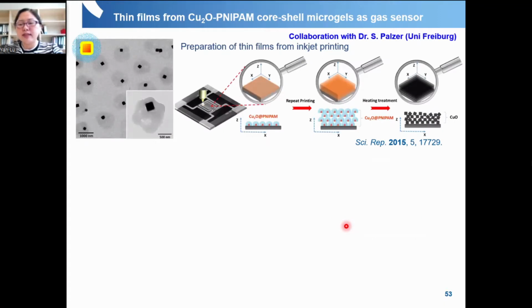Another application we can work on is gas sensor behavior. Interestingly, we use this CuO microgel, and through cooperation with Professor Palzer, who moved to TU Dortmund last year, they have developed an inkjet printing method. You can use the inkjet printing to deposit a layer on the gas sensor chips and then use it directly for the gas sensor test.